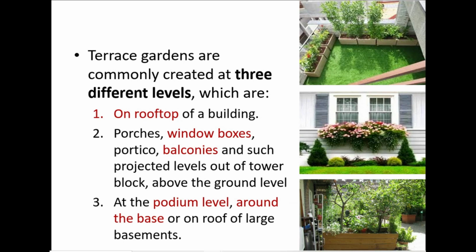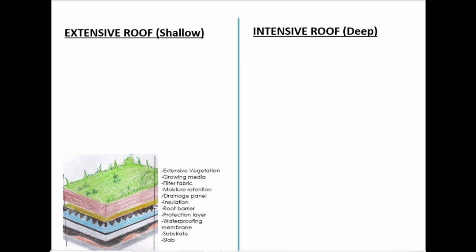So that means not just on the terrace, even on the window sill, in boxes, if you have some projecting structure, you can grow that. So when you go for terrace gardening, we have two types: extensive roof and intensive roof. Okay, that's a shallow roof and a deep roof.